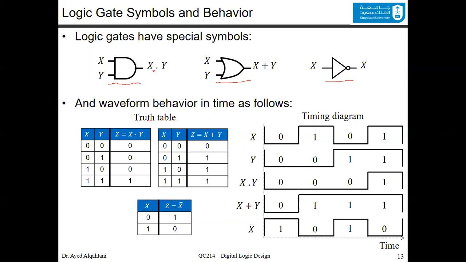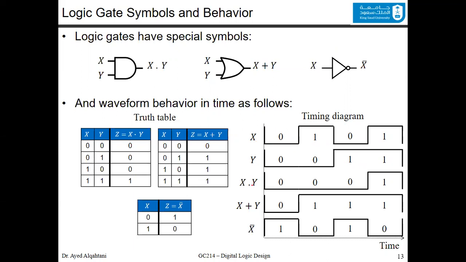Now, the representation or the truth table for the AND, OR, and the inversion is as we discussed earlier. There is another way of representing the same thing using a waveform timing diagram, which is depicted here in this picture. So if we have two inputs, X and Y, and we say that X is 0, 1, 0, 1, Y is 0, 0, 1, 1, for example.